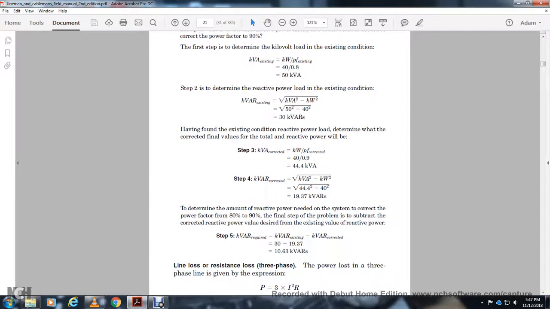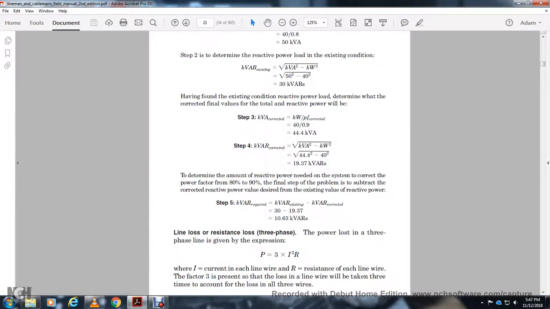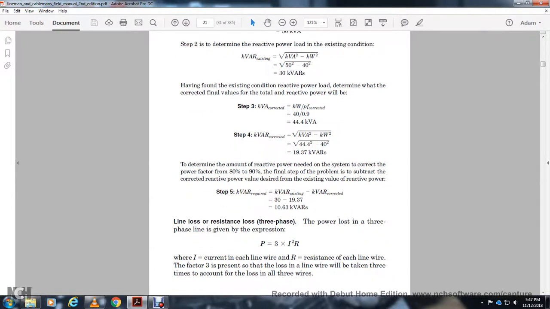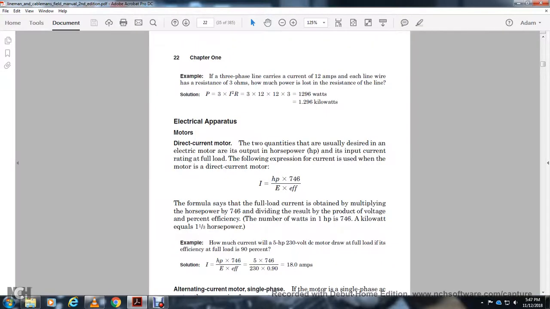Line loss resistance in three phase. The power loss in a three-phase line is given by the expression: power is equal to 3 times I squared times R, where I is the current in each line and R is the resistance in each line. The factor 3 represents the loss in the lines, taken from 3 times the loss in each of the 3 wires.